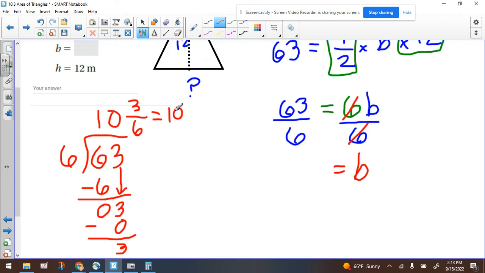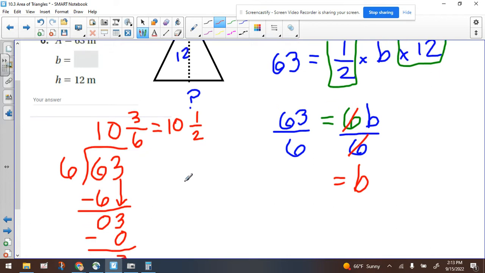So that's 10 and a half. But 10 and a half what? It would be 10 and a half meters, not square meters, because this is a straight line and can be represented with a piece of string.